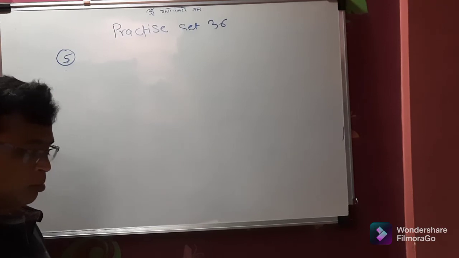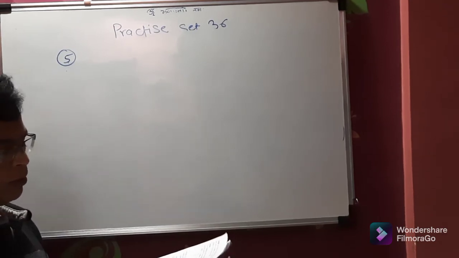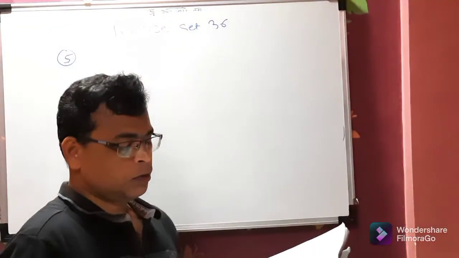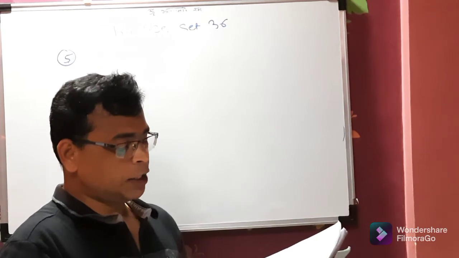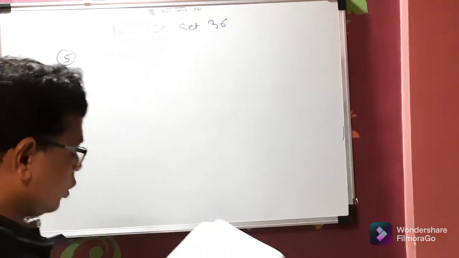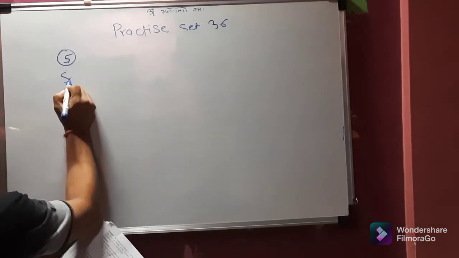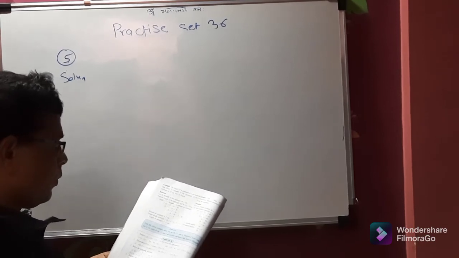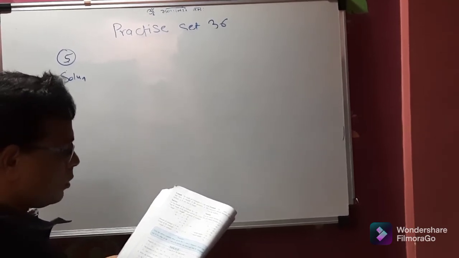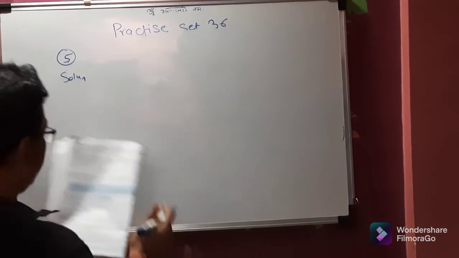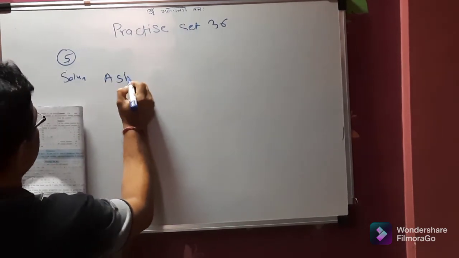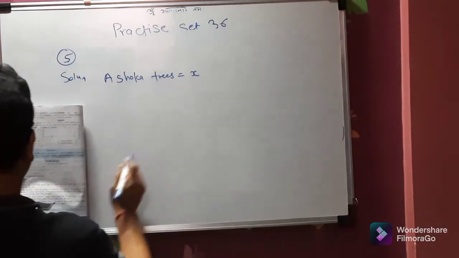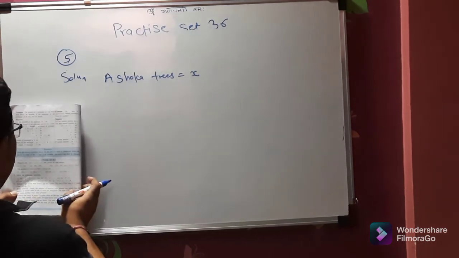When planting a forest, the number of jambul trees planted was greater than the number of Ashoka trees by 60. So you have to assume Ashoka trees. I am writing down the solution here. We will assume Ashoka trees is equal to x.